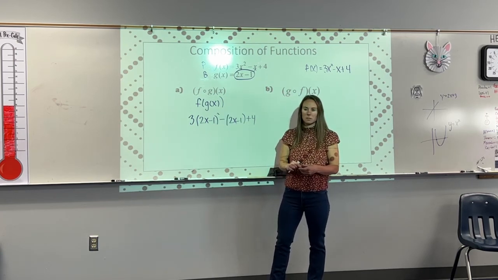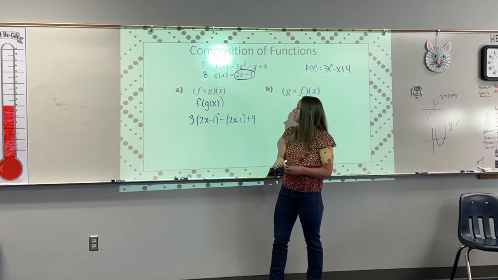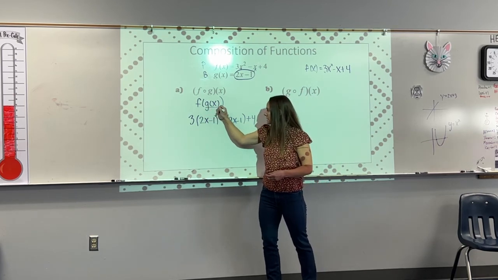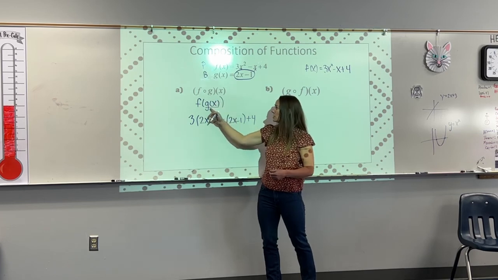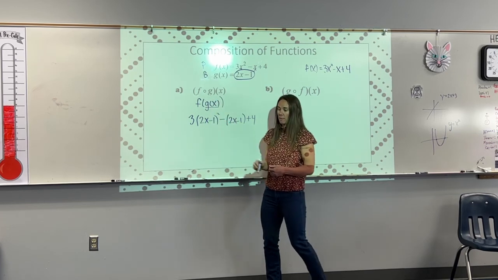Just tedious. Why do you put all of G of X in the X for F? Because G of X is inside. It's basically saying let G of X be your X. Okay. If that makes sense.